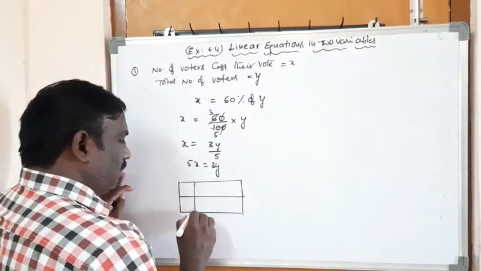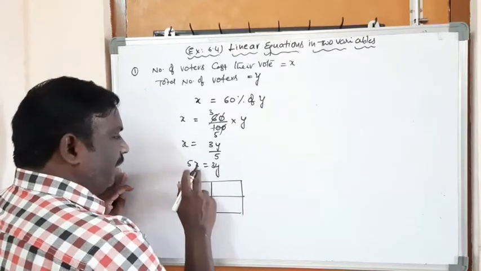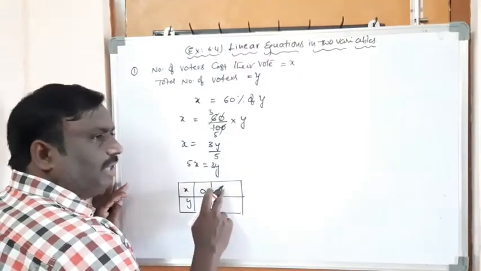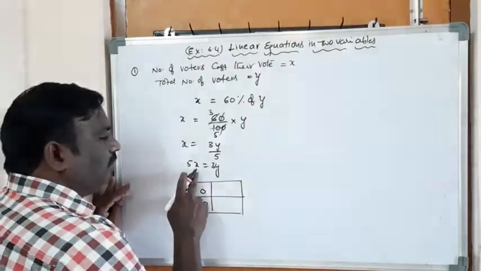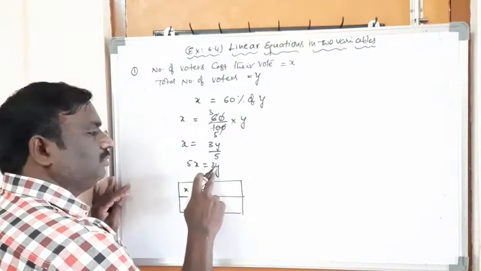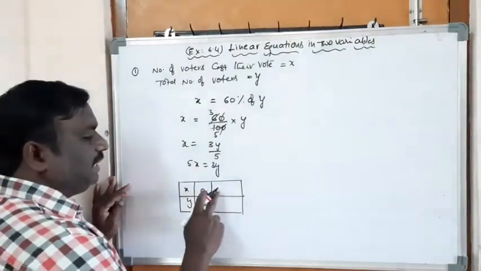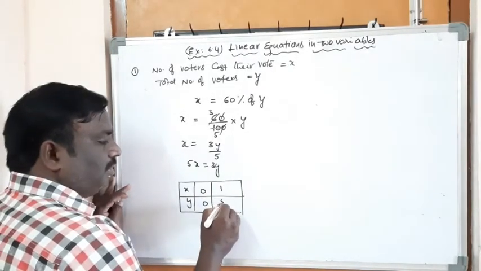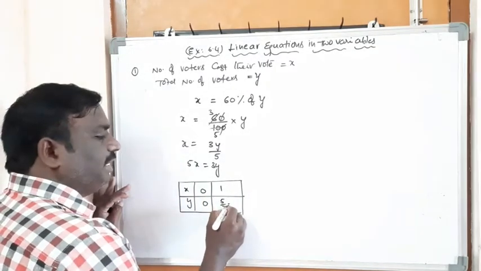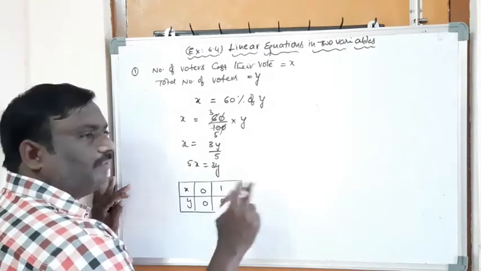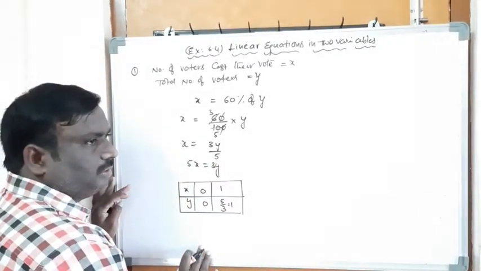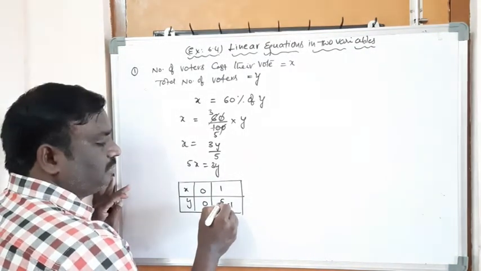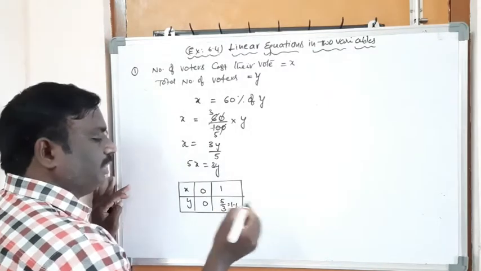Table x, y. Keep x equal to 0, then y is also 0. Next value we have to decide. So keep x equal to 1, then y equal to 5 by 3. 5 by 3 is nothing but how much? 3 1s are 3. After the decimal point 1 digit you need. 1.6 something.